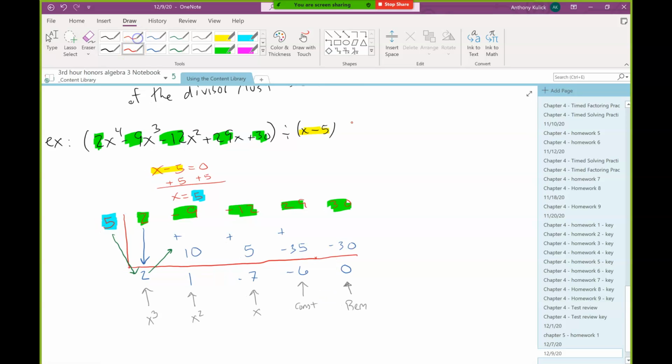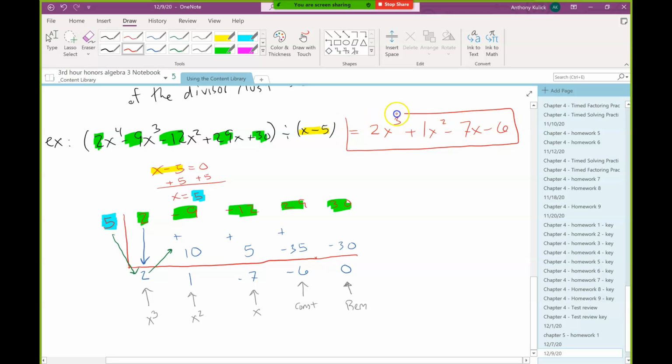So using this, we can say that our answer then is 2x cubed plus 1x squared minus 7x minus 6, and since the remainder is 0, we don't have to do anything else.